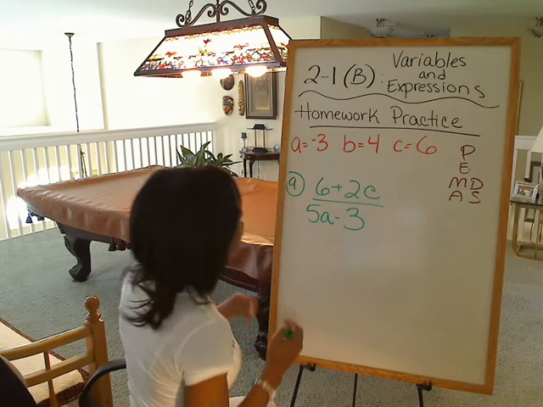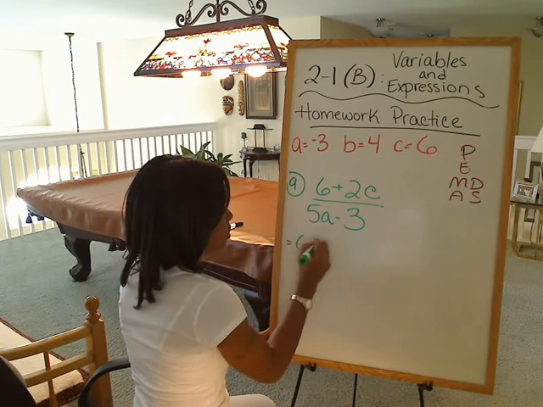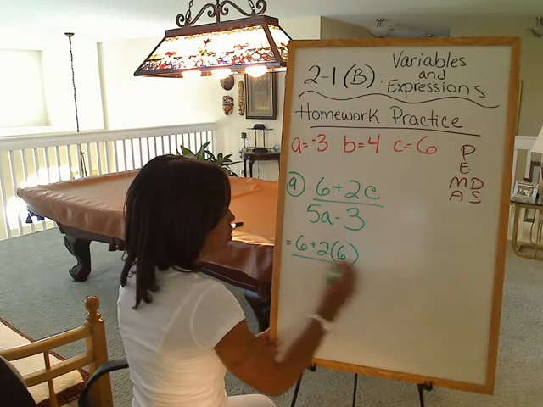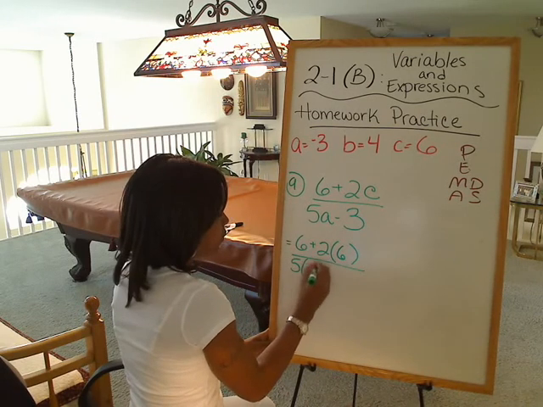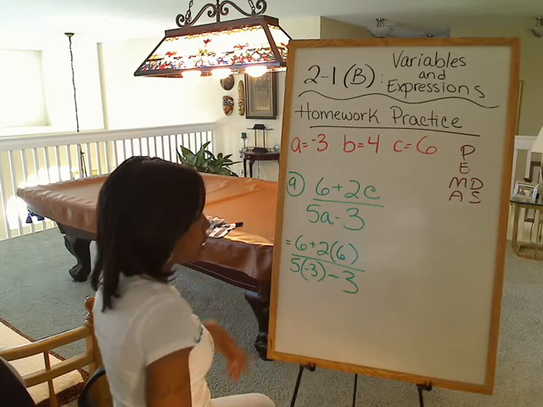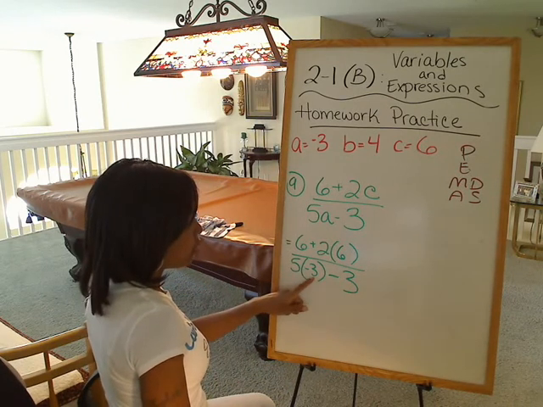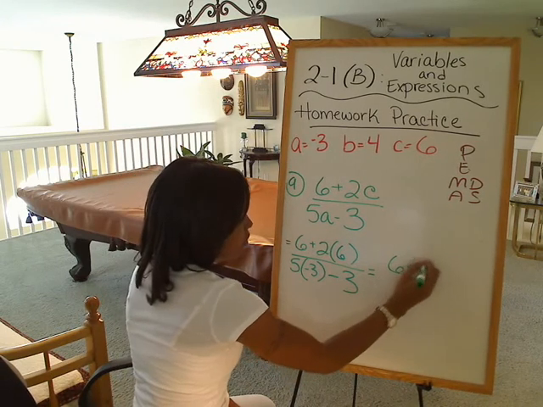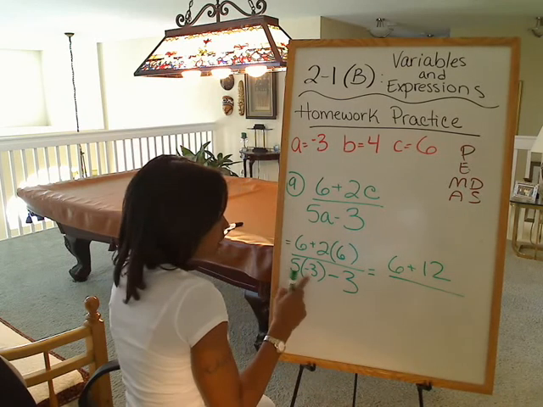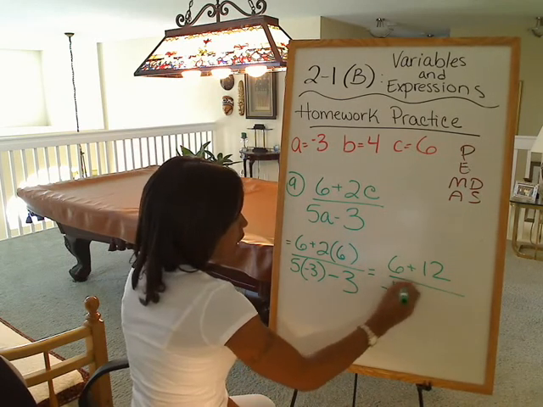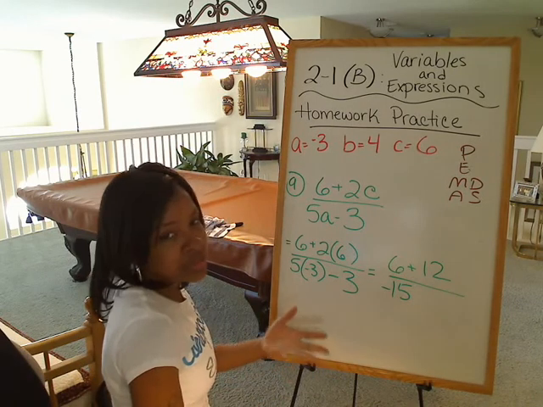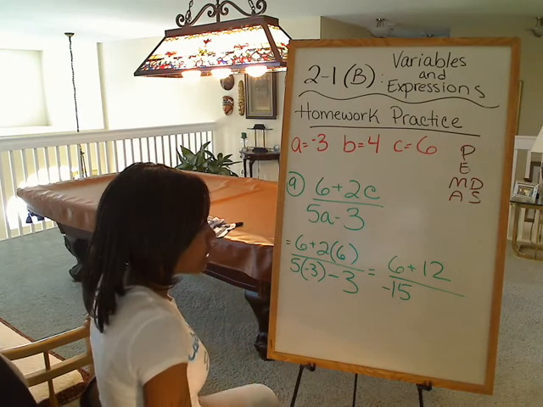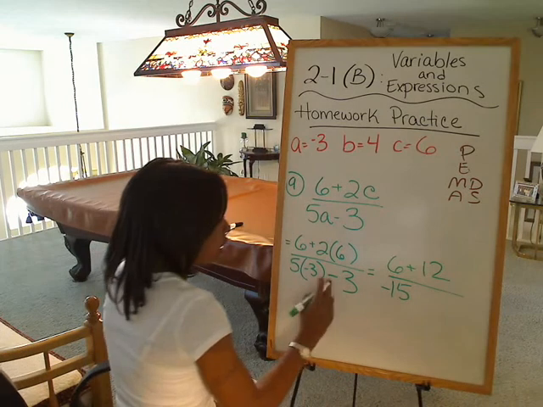So let's start filling in our numbers. 6 plus 2 times C, C is 6, over 5A, A is -3, minus 3. So we filled in the 6 for C and a -3 for A. And what do we get? 6 plus 12, 2 times 6 is 12. 5 times -3 is -15. And do these in your calculator. I know them because I've been doing them forever. But if you're still tricky, especially with negative numbers multiplying, do it in your calculator so you don't make any careless mistakes. And then subtract the 3.